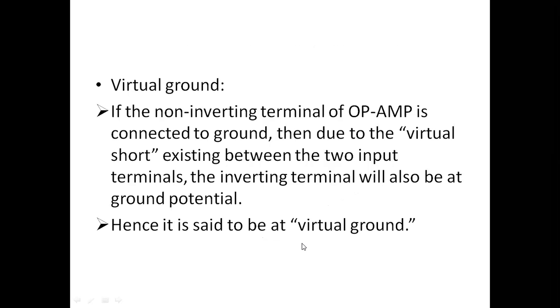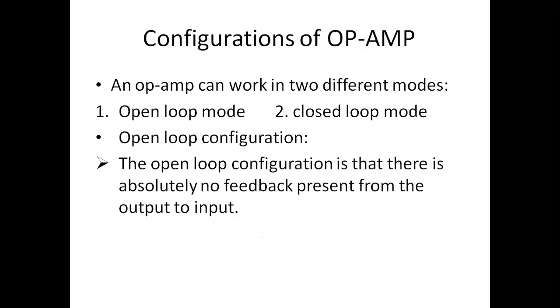So hence we can say that as a virtual ground. Now we are supposed to study about the configuration of the op-amp. We can use the op-amp in two different modes. We can use the op-amp in the open loop mode, or we can use the op-amp in the closed loop. So open loop means what? The open loop configuration is that there is absolutely no feedback. If we are not connecting the output again to the input, we can say that the circuit will behave as an open loop, because there is no feedback from output to input.